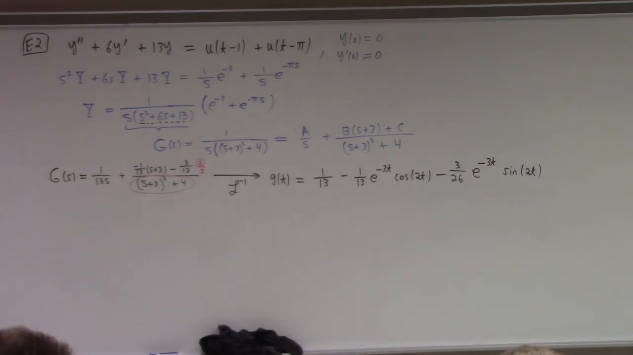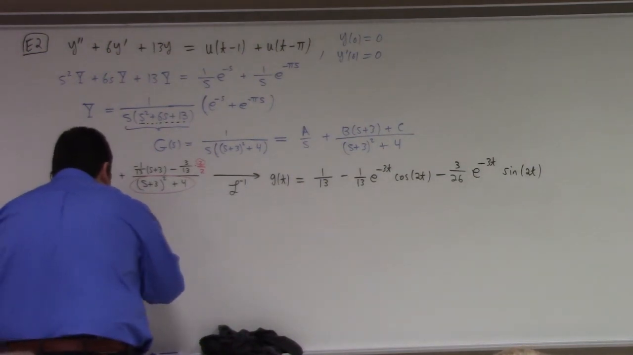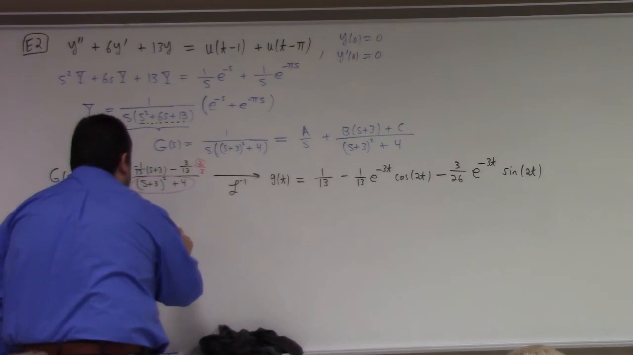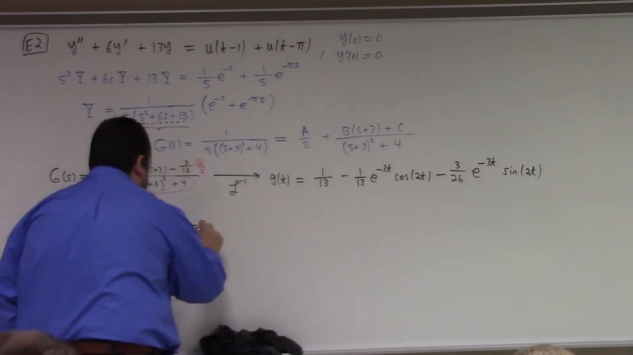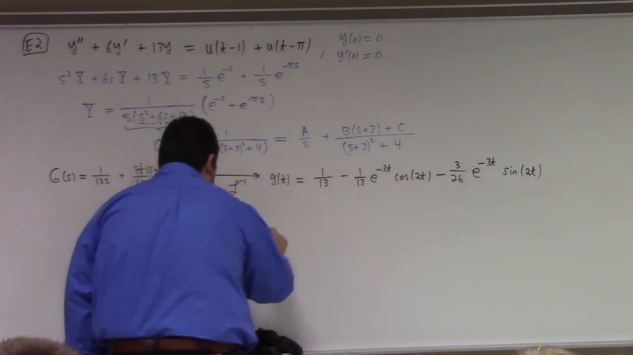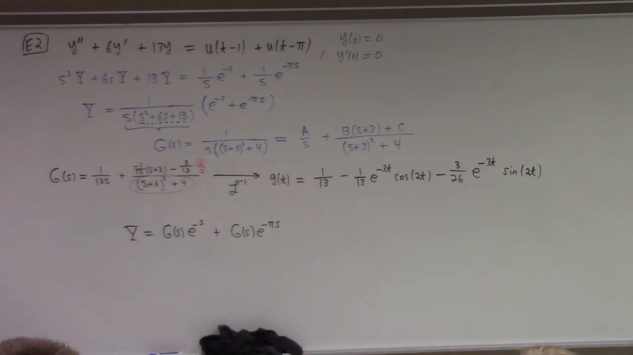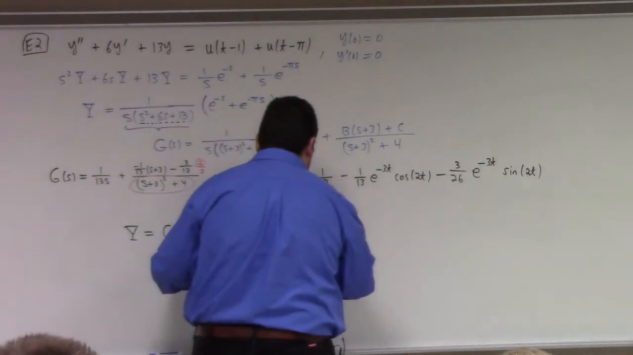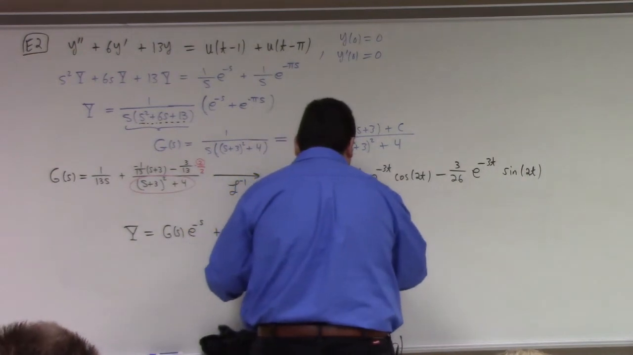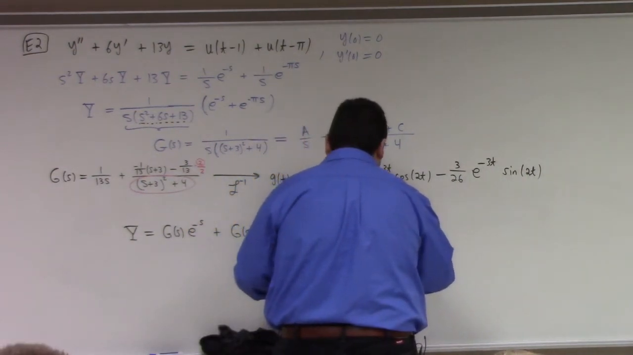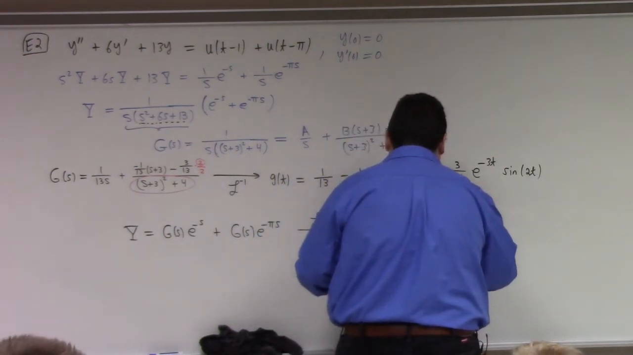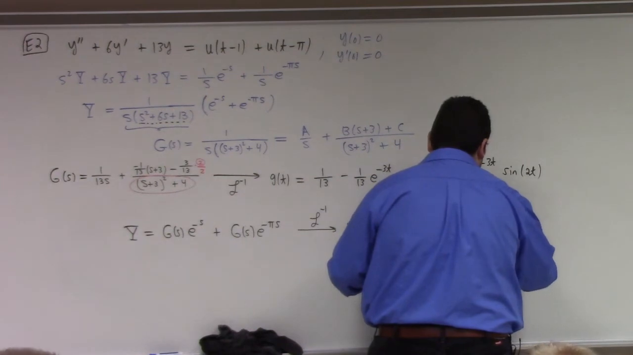Okay, so what do we got? We've got Y is equal to g of s times e to the minus s plus g of s times e to the minus pi s. But we already know what the inverse transform of g is because we did the partial fractions, right? So we can take the inverse transform of this, use the theorem, and the theorem tells us that y is equal to what? Y is equal to g of t minus 1, u of t minus 1, plus g of t minus pi, u of t minus pi.